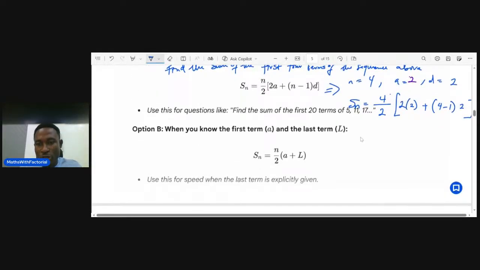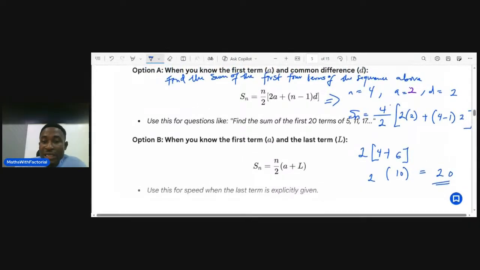4 divided by 2 is 2. Open bracket, 2 times 2, 4, plus 3 minus 1 is what? 4 minus 1 is 3. 3 times 2 is what? 6. All right, so it gives us 2 into bracket 10, because 6 plus 4 is 10. So this gives us what? 20. Now, how do you check whether you are right or wrong?